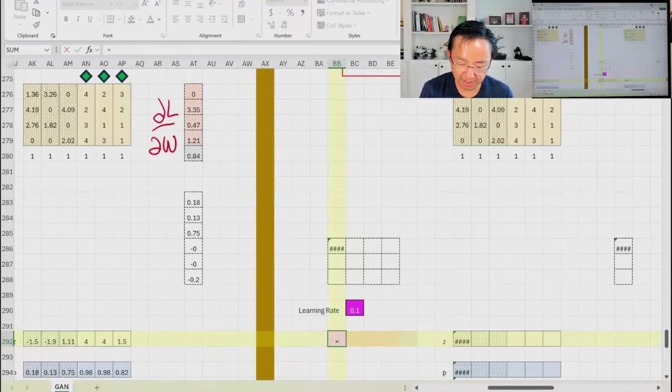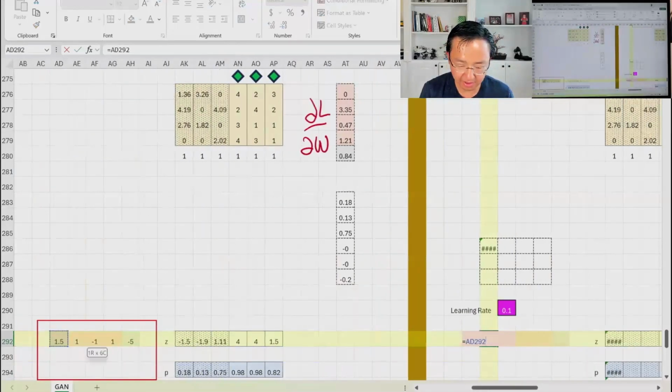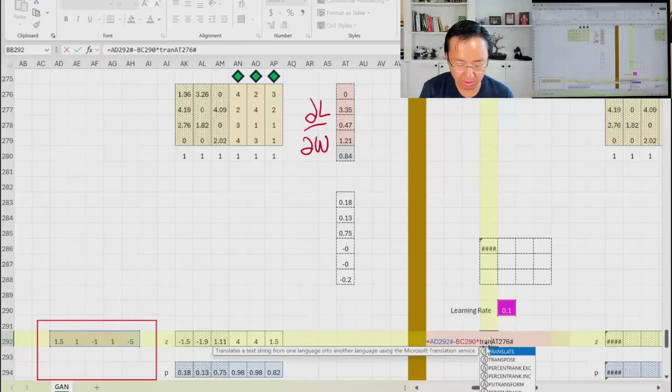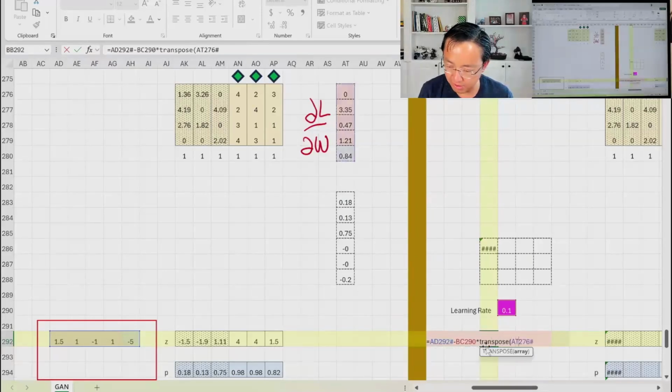Hopefully I don't make a mistake again. So I'll select my previous weight minus, not plus, minus my learning rate. Make sure I select the right location this time. My learning rate and my transpose of this. Select this. And then I'm going to add it around with transpose. Okay, so this is my new weight.